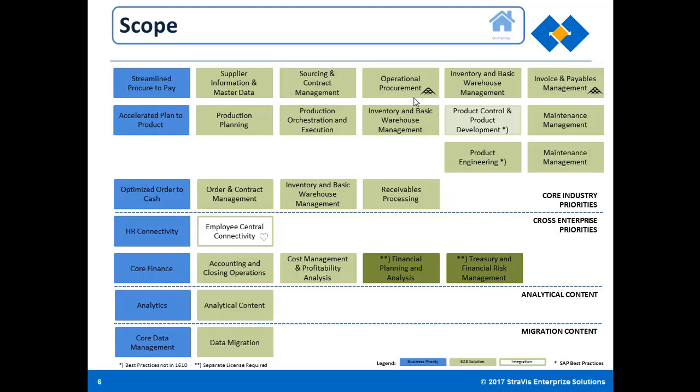There's a lot of scope. Like I said before, you would have the industry-specific solutions that you see. You see the streamlined way that they have designed with the core industry, with the core enterprise priorities, with the analytical content and the migration content. You have a lot of scope to activate all of your business practices on your 1610. You also have to make sure that you have the spare license agreements with that.